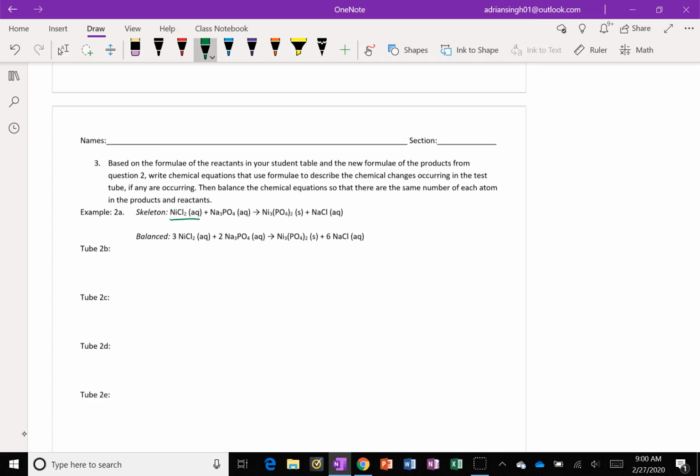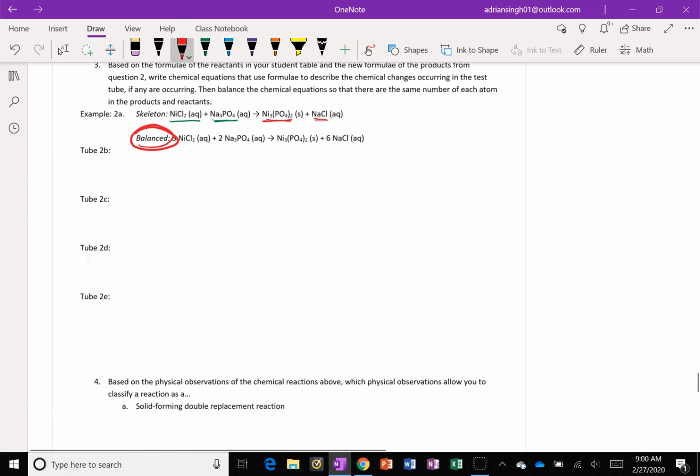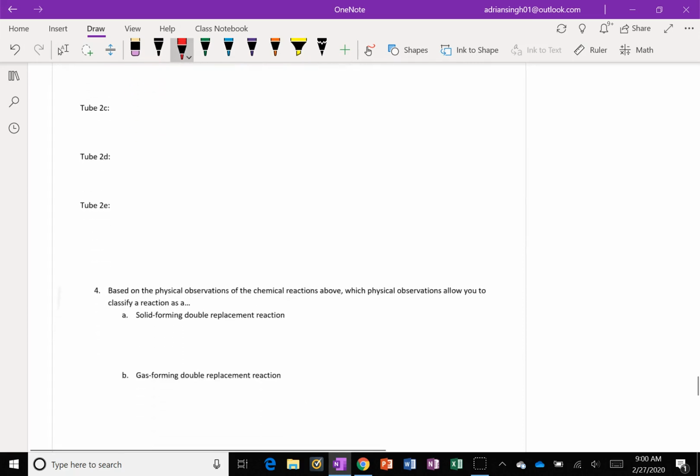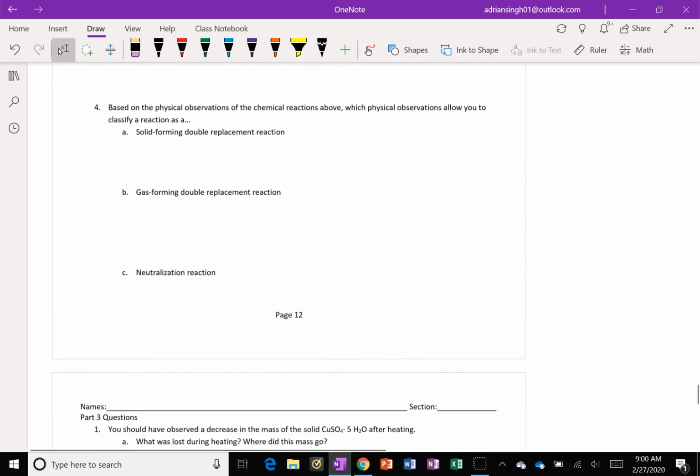So you mix together in 2A nickel chloride with sodium phosphate, and we just predicted what the products would be by swapping the ions. We get the nickel phosphate and we get the sodium chloride. All right, so you write your skeleton equation, and then you can go through and balance your equation, right? So again, you're going to get good practice balancing these equations, and many of them are going to have polyatomic ions in them. So based on your observations for the double replacement, then we can go ahead and summarize those to answer your questions underneath.